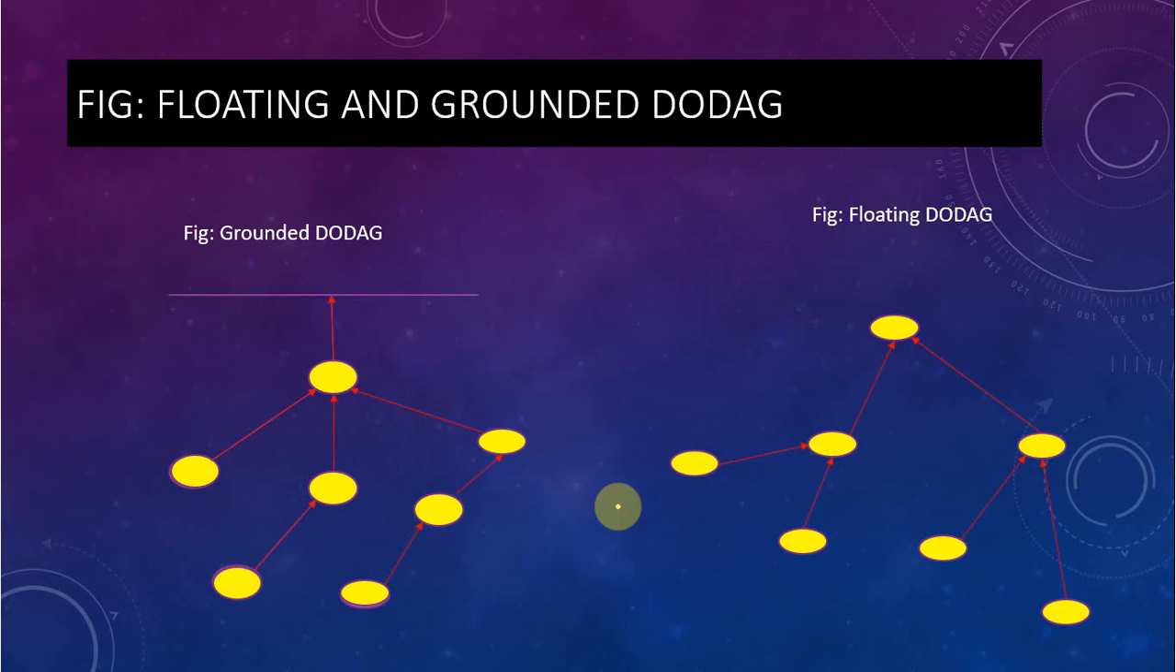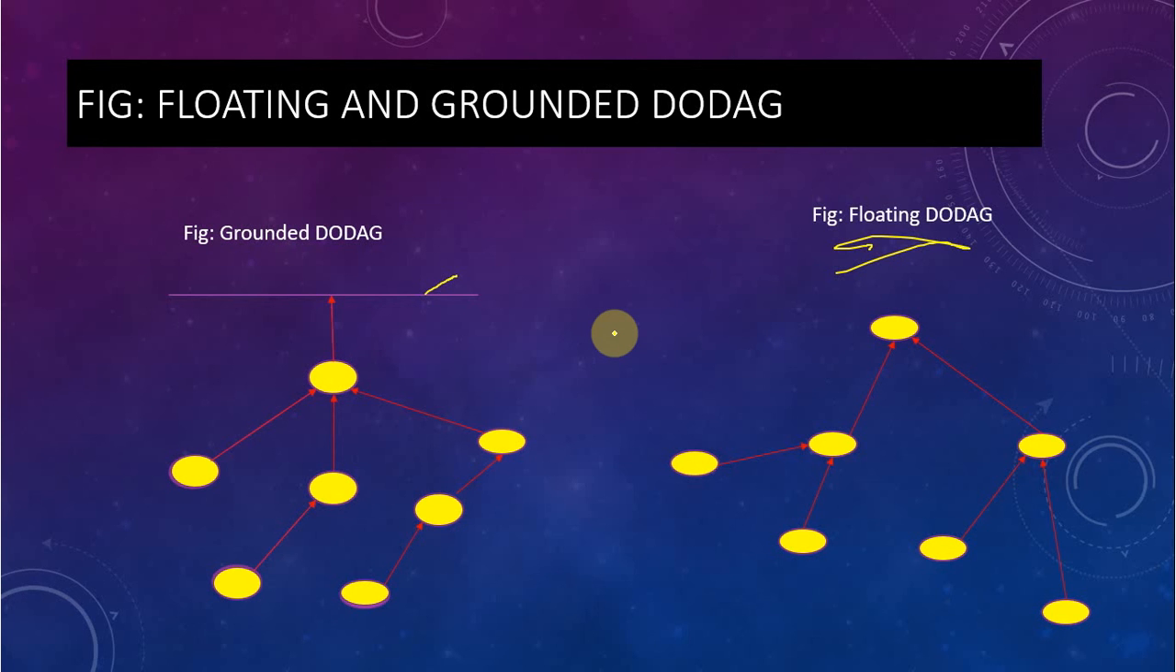Now let us discuss what is meant by floating and grounded DODAG. We'll see the basic meaning of floating and grounded DODAG. A grounded DODAG is something which is connected to the database. This is the database line which I have assumed, and if every node is connected to this grounded or database node, then it is called grounded. And here you can see it is not connected to any database, so that's why it is not grounded and it is a floating DODAG. Floating means it will not be connected to the parent node. Okay, so that's about floating and grounded DODAG.